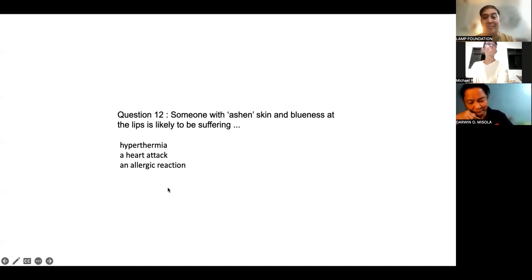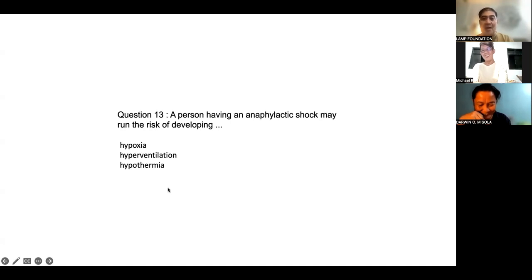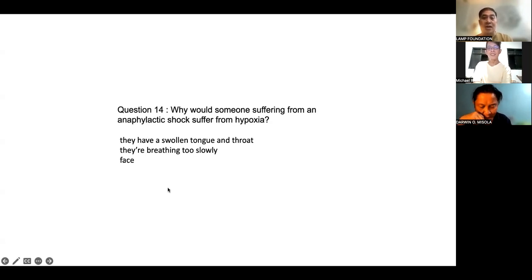What is the medical term for heart attack? Kanina lang yan. MI, right? Myocardial infarction. Yeah, MI. Okay. Person having an anaphylactic shock may run the risk of developing hypoxia. Good. Why would someone suffering from an anaphylactic shock suffer from hypoxia?